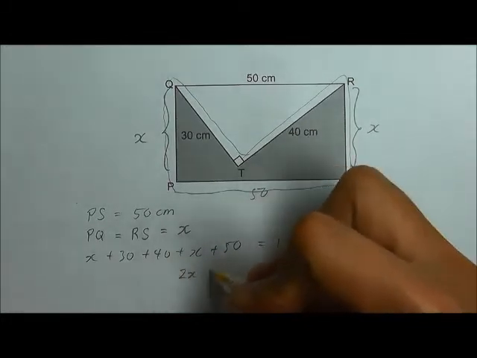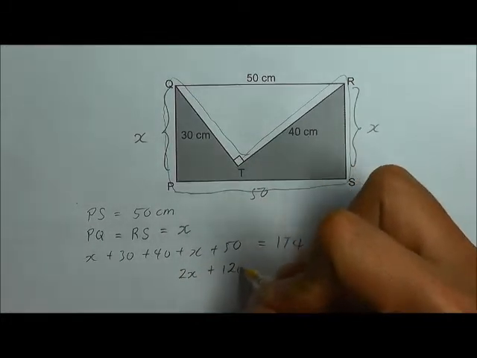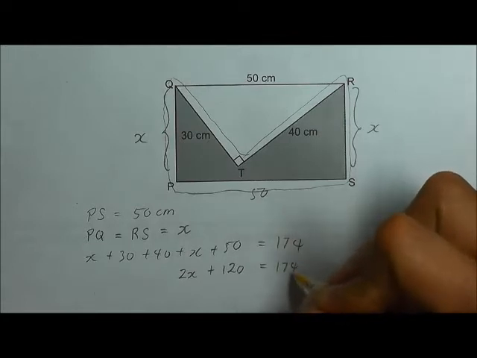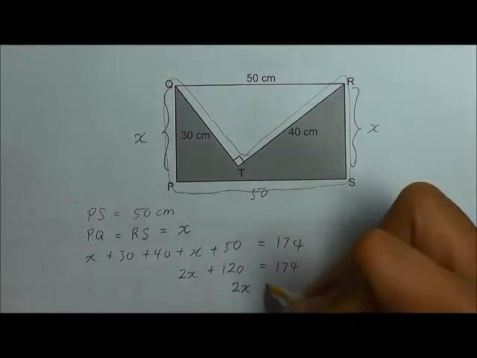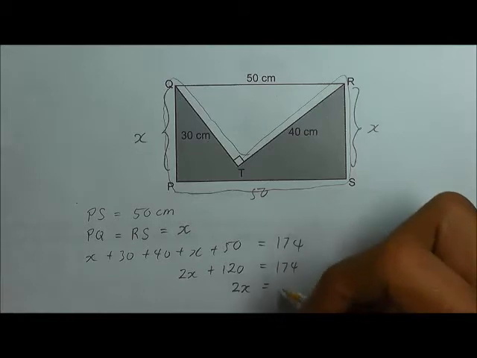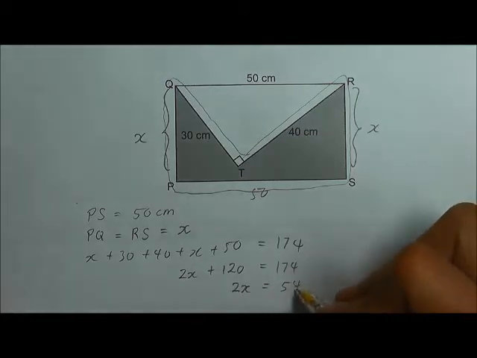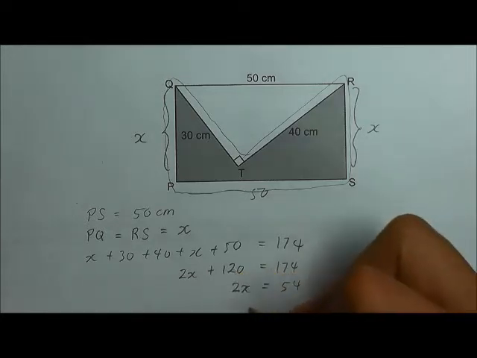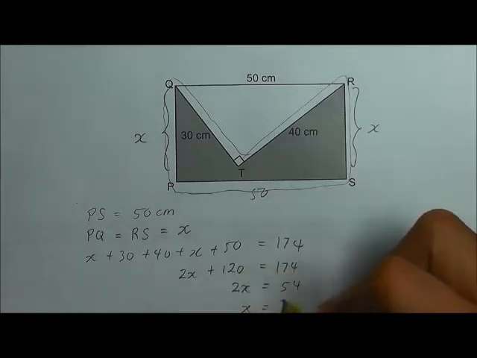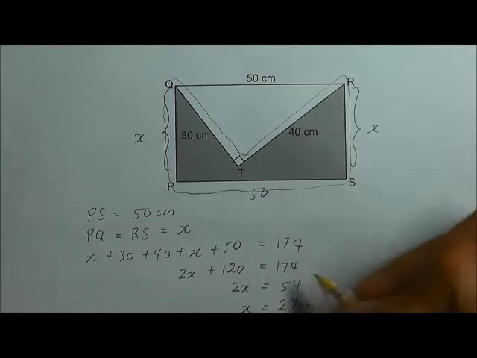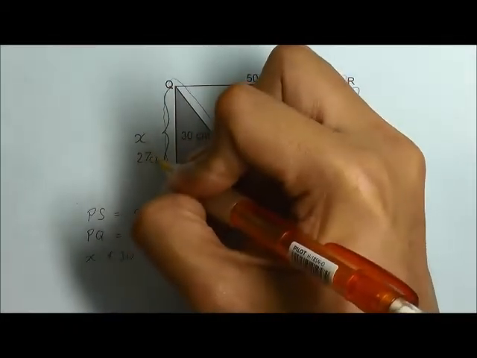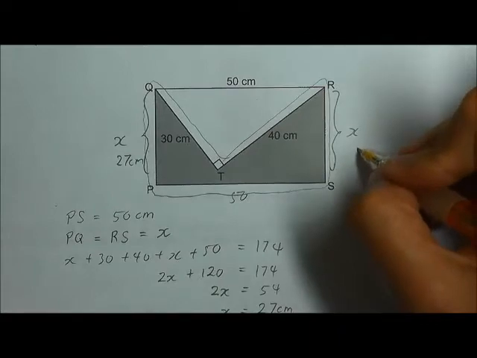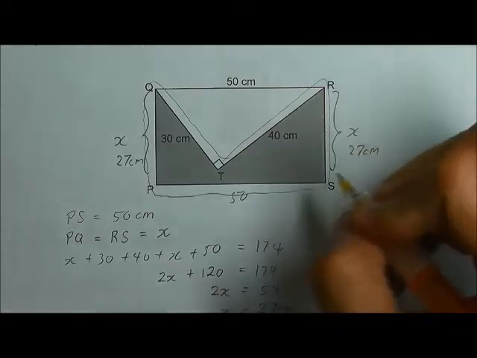We have 2x plus 120 is equal to 174. So 2x is equal to 54, which we can get by taking 174 minus 120, and x is equal to 27 cm. So you can just put in 27 cm and 27 cm.